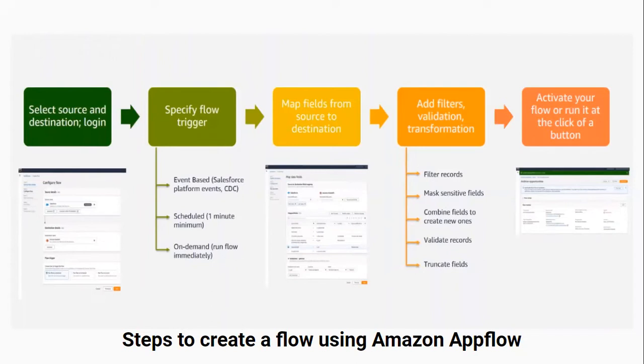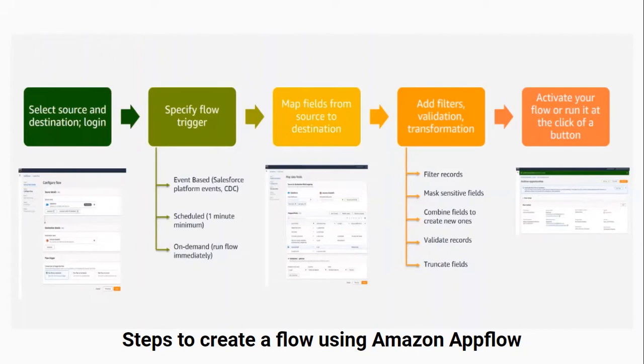So the last one is on demand. It is a manual trigger where we have to hit a button so that the data will be transferred from our source to our destination. Next step is to map the source fields to our destination fields.